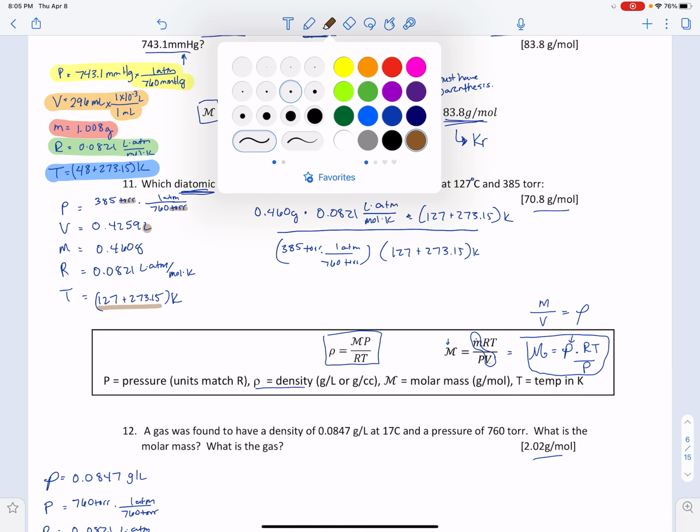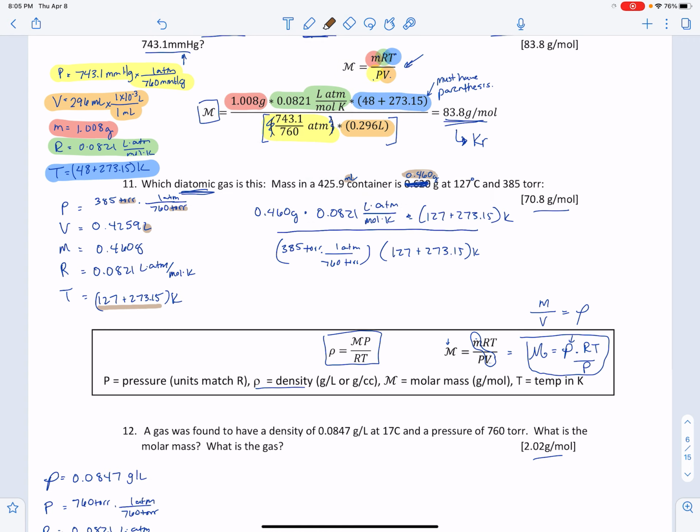So we have liters. Let me find my liters. Oops, I just realized that I wrote the wrong thing down, didn't I? This bottom thing isn't supposed to be Kelvin. That's a duplicate. This bottom thing is supposed to be 0.4259 liters. Sorry about that. Now I have something for my liters to cancel with.